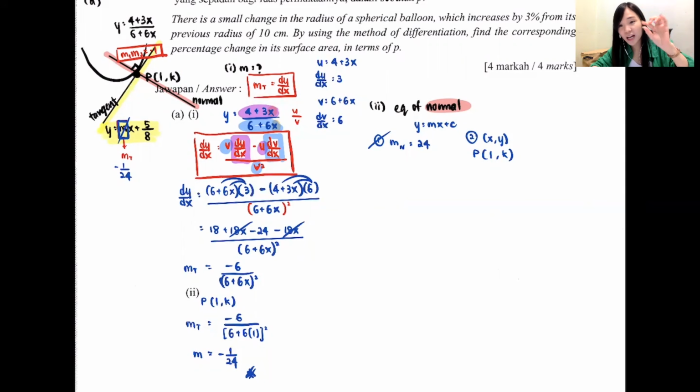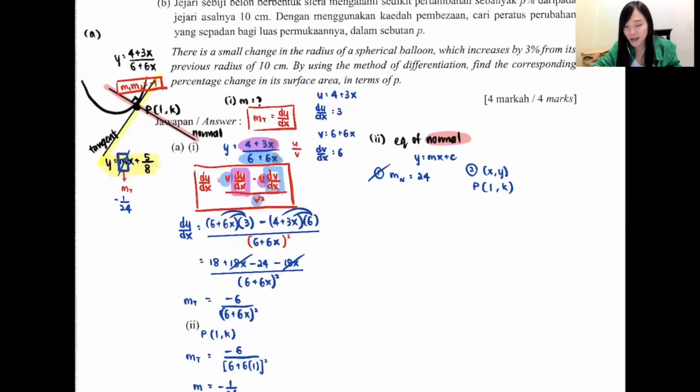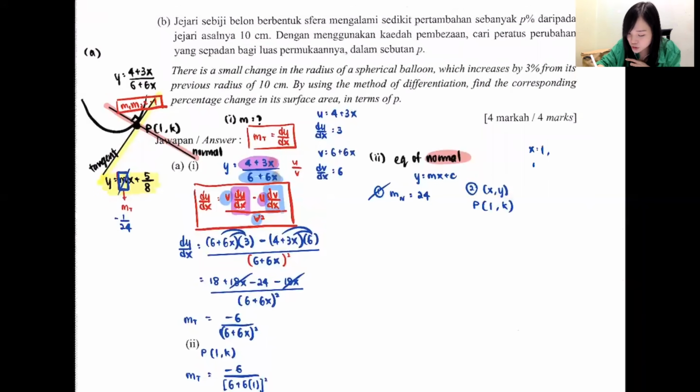Because this point P is exactly on the curve, you guys can sub into the curve equation. Or this point P is also on the tangent, so you can also sub into the tangent equation. See which one you like. So my dear, let's say I like the curve equation.